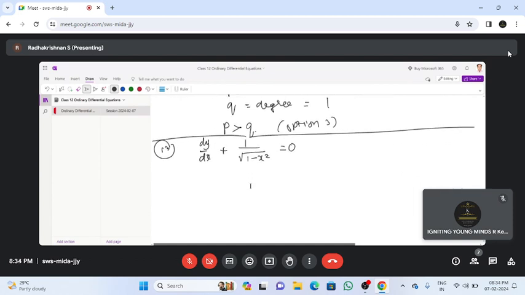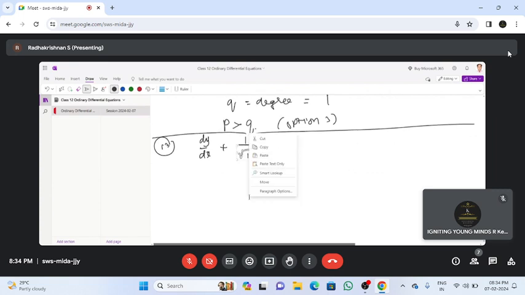Sir, y plus sin inverse x equal to c. Y plus sin inverse x equal to c, or sin x? Sin x or sin inverse? Sin inverse x. Okay. Good. I think that is the right answer.